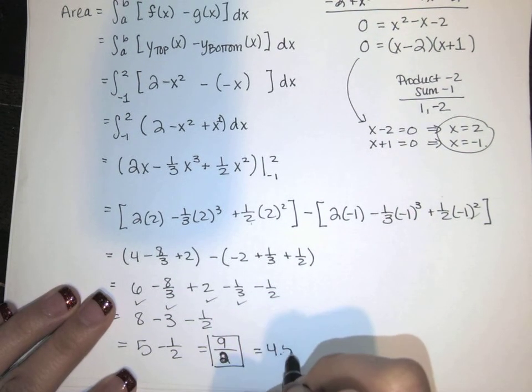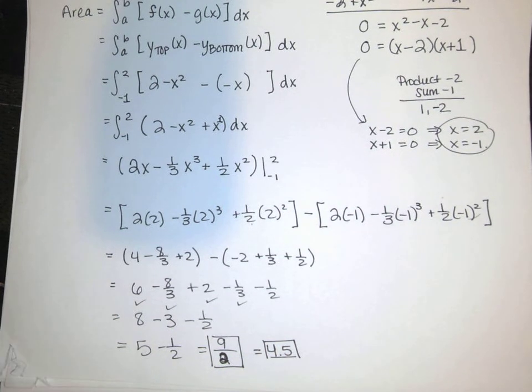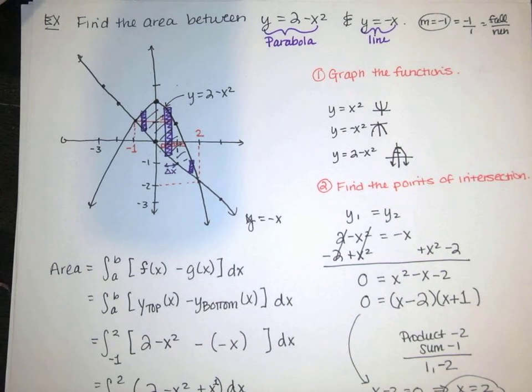I'm sure about that, that's 4.5. So that's the area between those two curves. Now we'll look at examples where you've got left functions and right functions, so that we're integrating in terms of y in another video. And we'll also look at problems where you have to do two integrals, where you don't have a choice. And we'll see how that plays out.